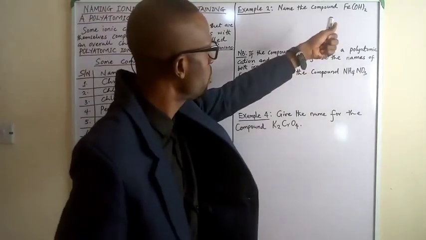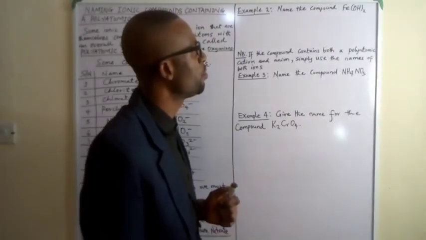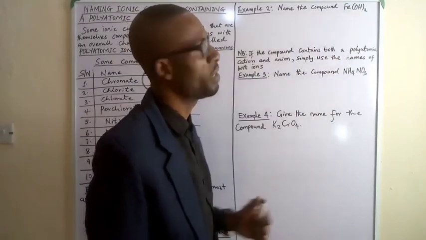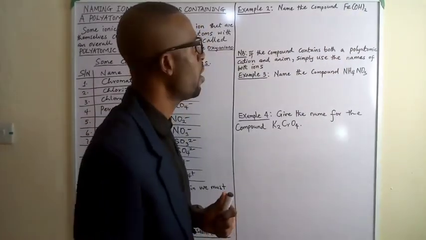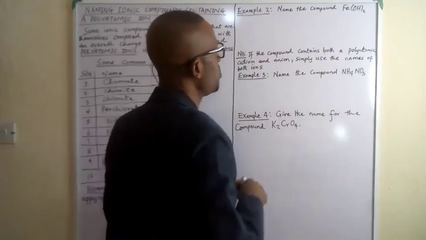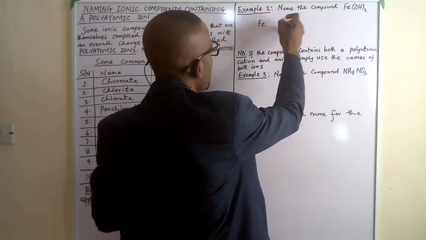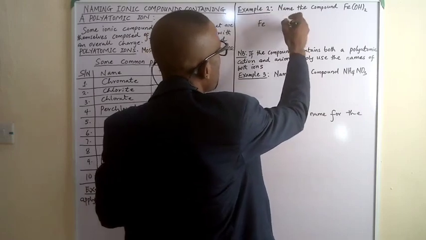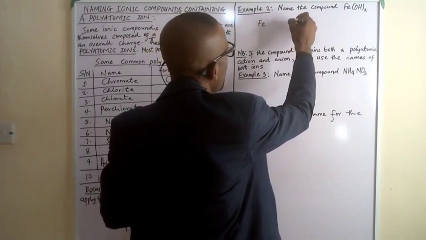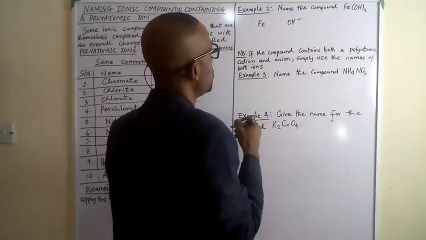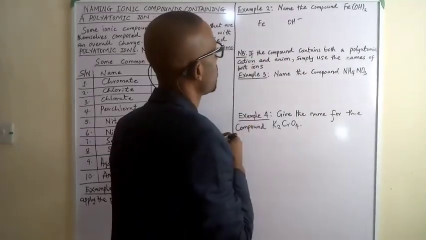Okay, but here what you have is a transition metal. So you must first of all pay attention to know the oxidation state of this transition metal. When you do that, the first thing we always tell our students is to break it up. You have your iron, and you have your OH minus. So this is minus. You need to know the oxidation state of iron here.